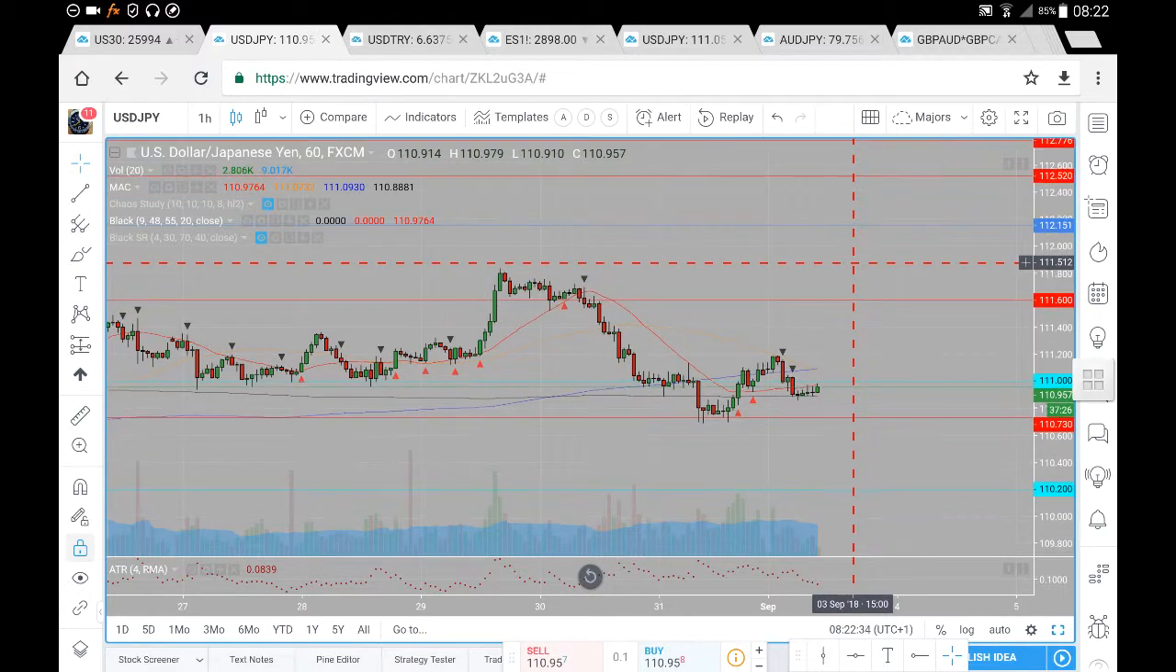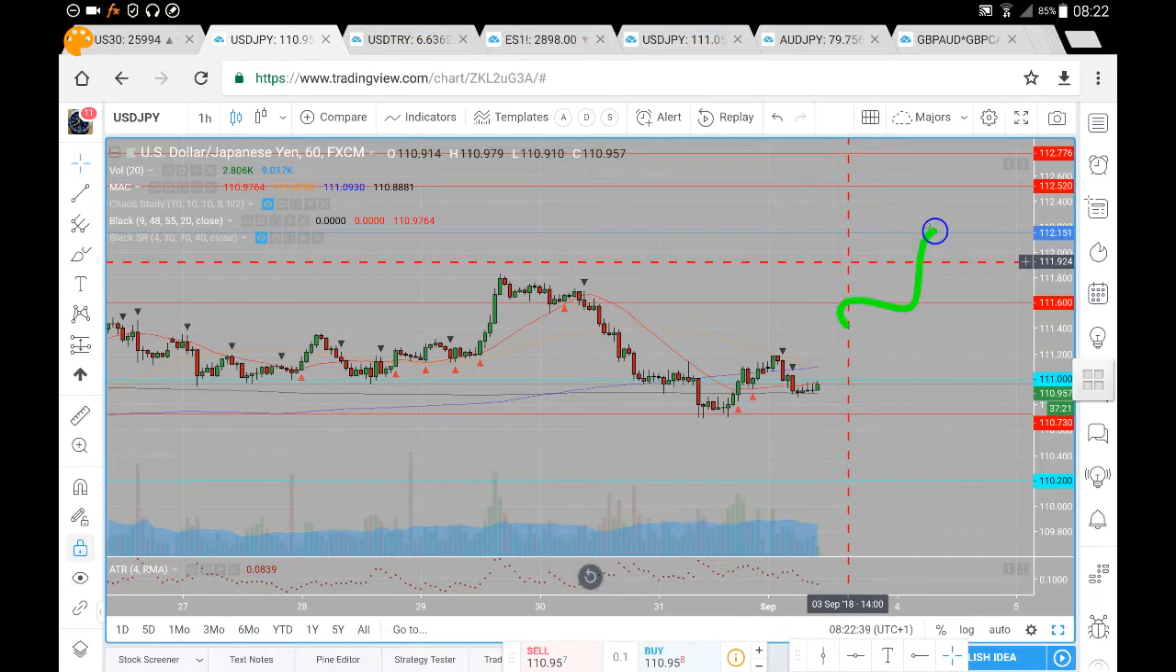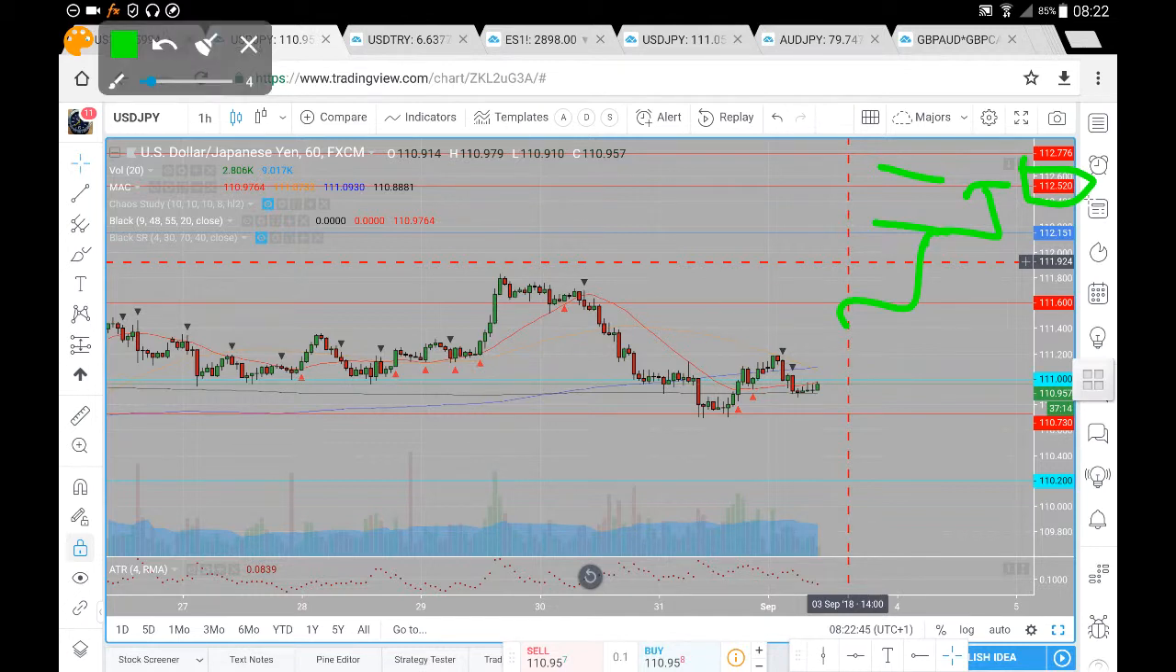So if we do see a break of that 116.0, the very next level of note is a move up towards that 121.5, successful break from which we then look for price to head up towards that 125.2 here on the US dollar Japanese yen.